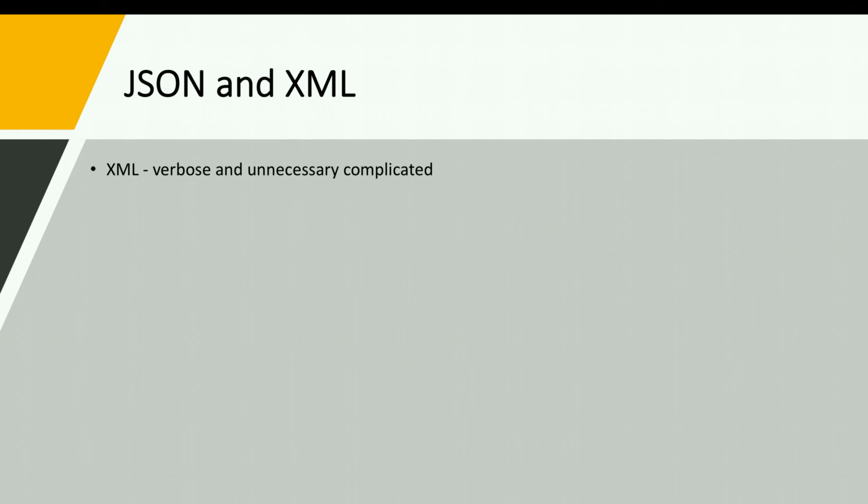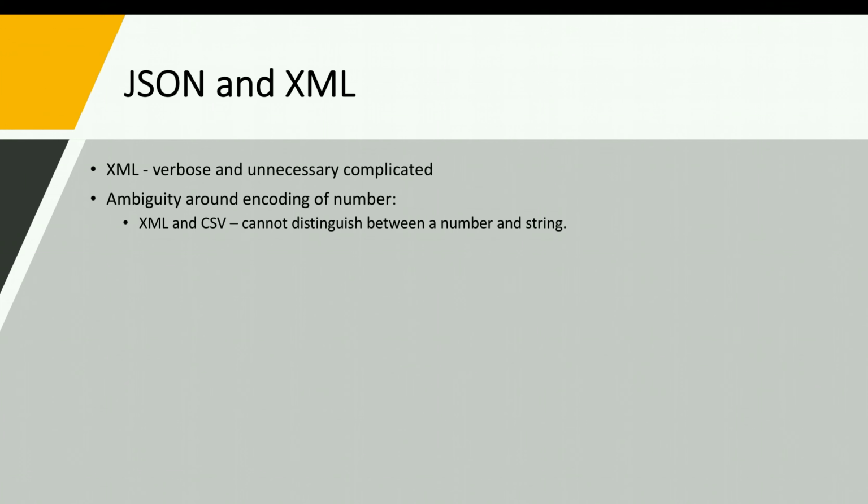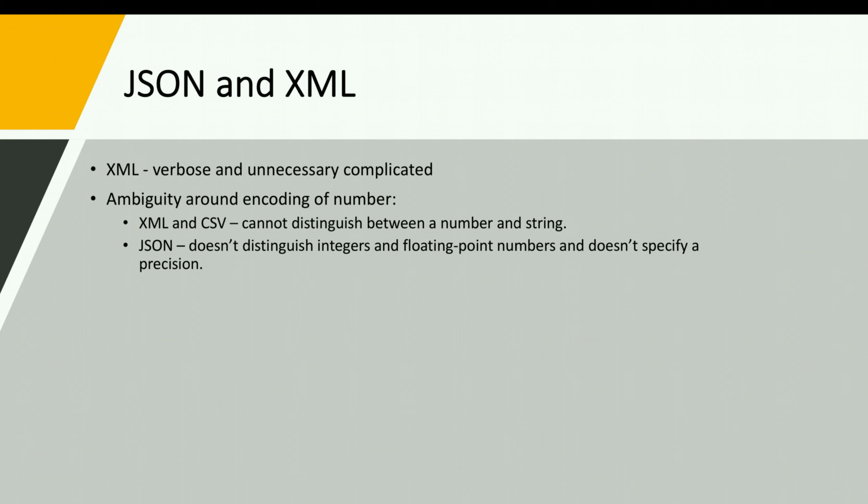So JSON, XML and CSV are textual formats and thus somewhat human readable. But they also come with various problems. For example, there is a problem around the ambiguity of encoding of numbers. So in XML and CSV, we cannot distinguish between a number and a string, whereas in JSON, we cannot distinguish between integers and floating point numbers, and it also doesn't let us specify a precision.